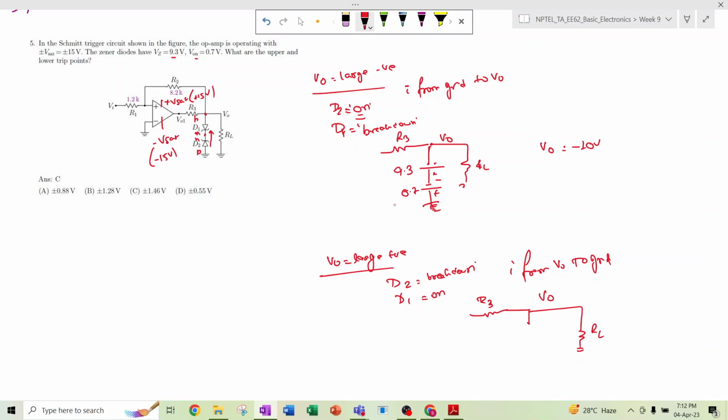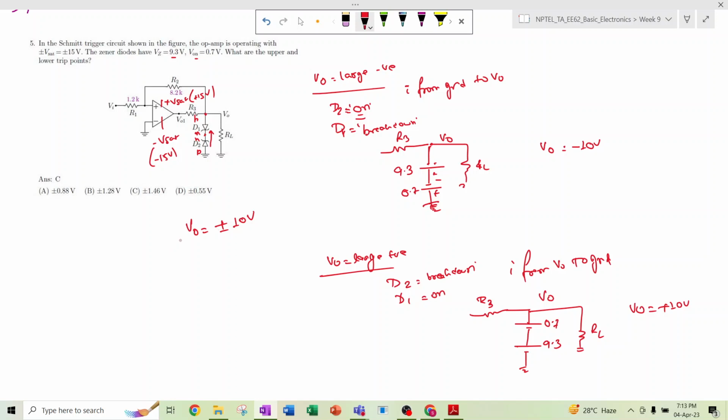the D1 is in normally on condition, which means it will be plus, it will be negative, and then again D2 is in breakdown condition, right? So it will be plus minus. So this is 0.7 volt, this is 9.3 volt. So VO will stick to plus 10 volt. That means whatever be the input voltage, the output voltage VO must be within the range of plus 10 volt to minus 10 volt.